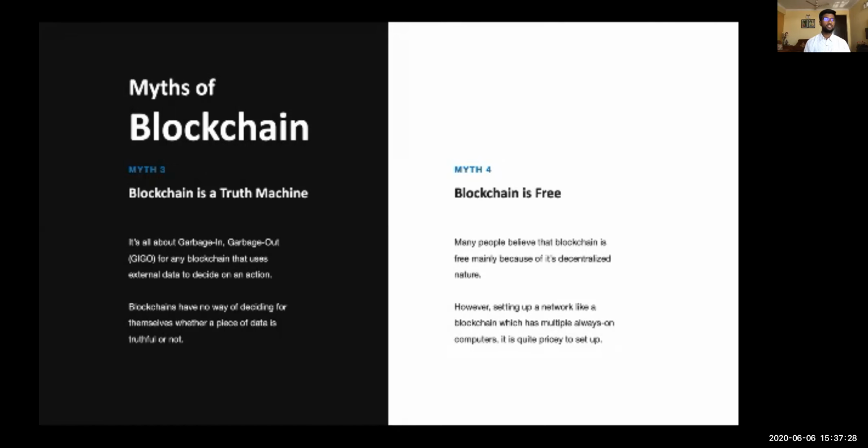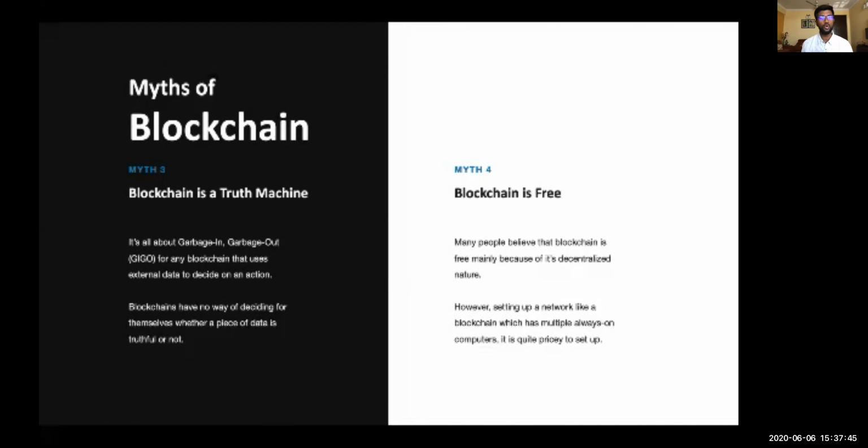See, it's not that. People believe that if blockchain is so secure, so transparent, so public, so anonymous, and all of that, blockchain is a truth machine, right? In computer science, it's all about garbage in and garbage out. If you give it garbage, it will give out garbage to you, right?